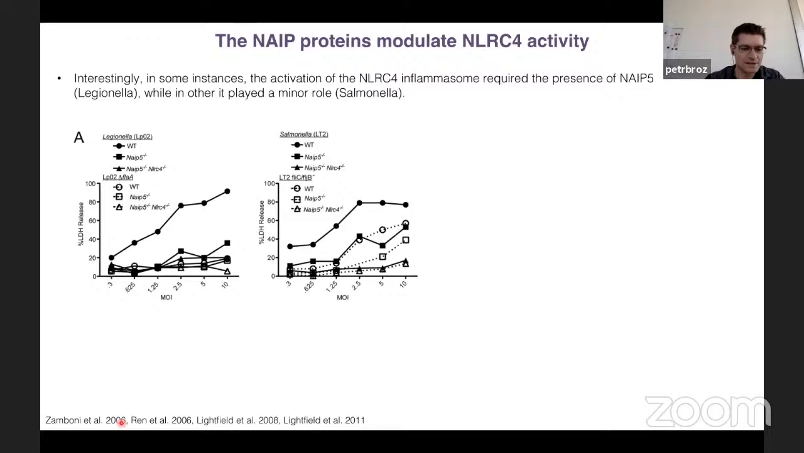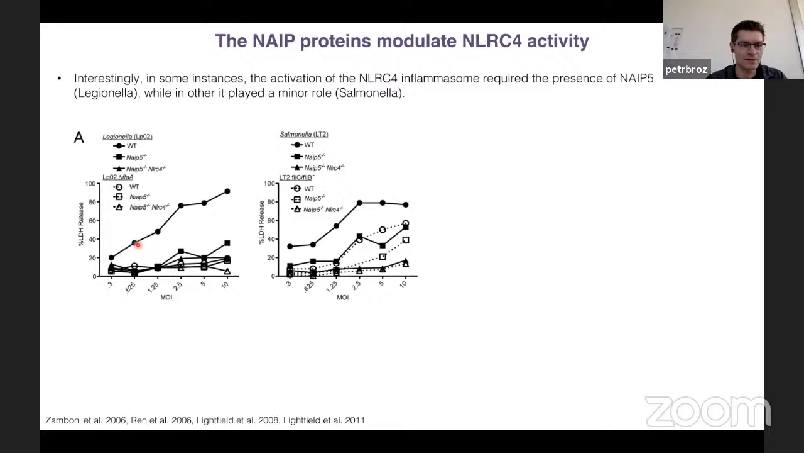What they had observed is that another protein seems to be sometimes required for NLRC4 activation. This protein is called NAIP5, shown here, or BIRC1e, which is the old name of this protein. And what these publications showed is that if you infect macrophages with Legionella, the response would be completely dependent on both NLRC4 and on NAIP5. You can see that here.